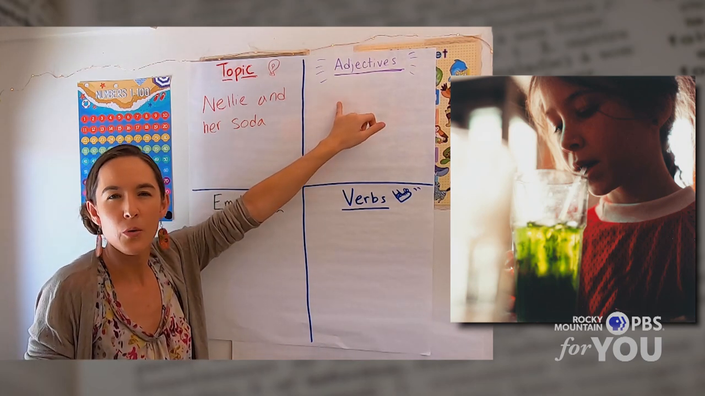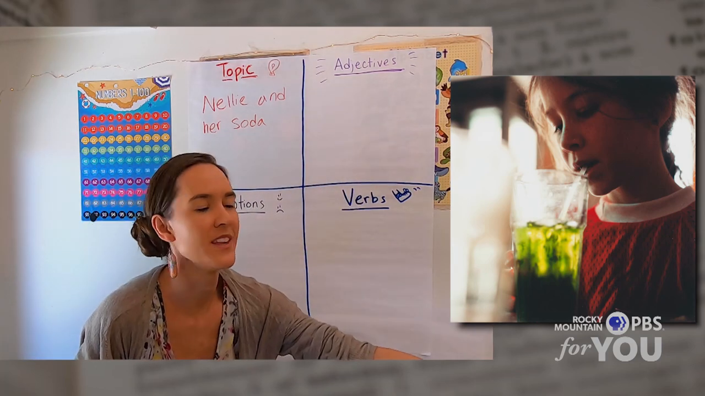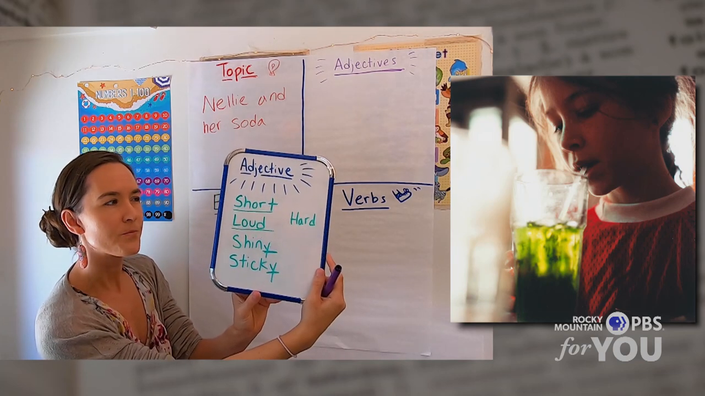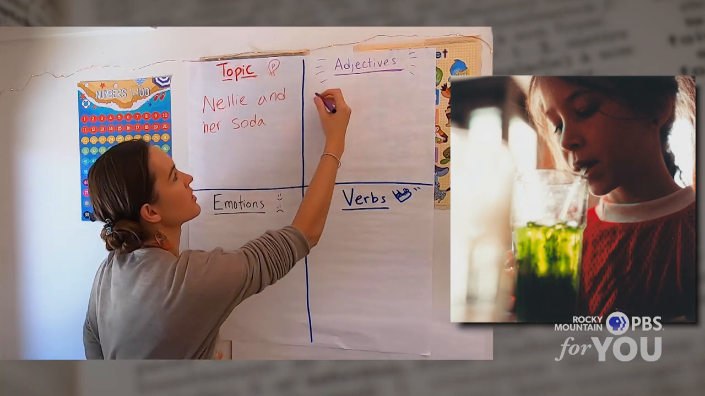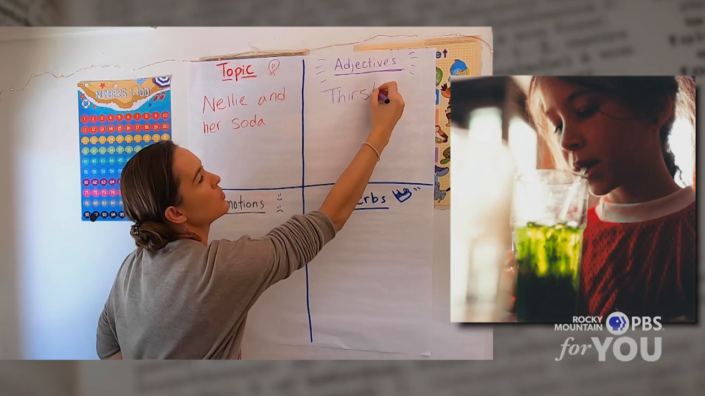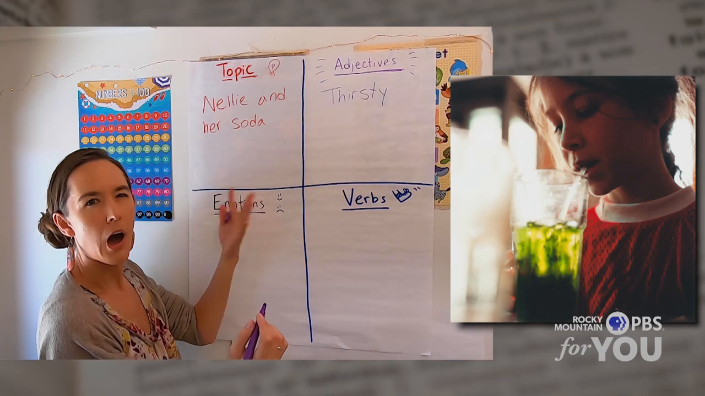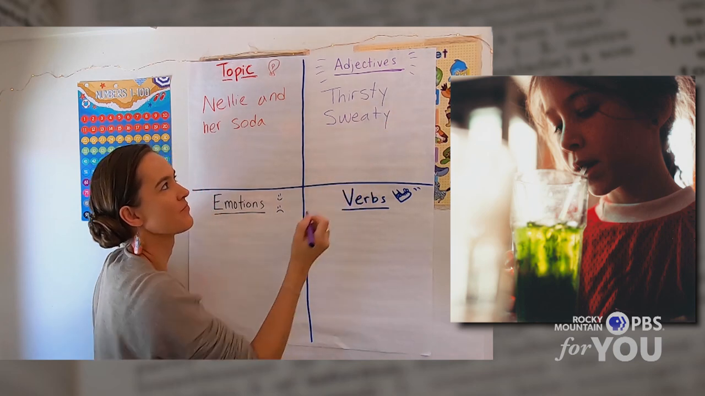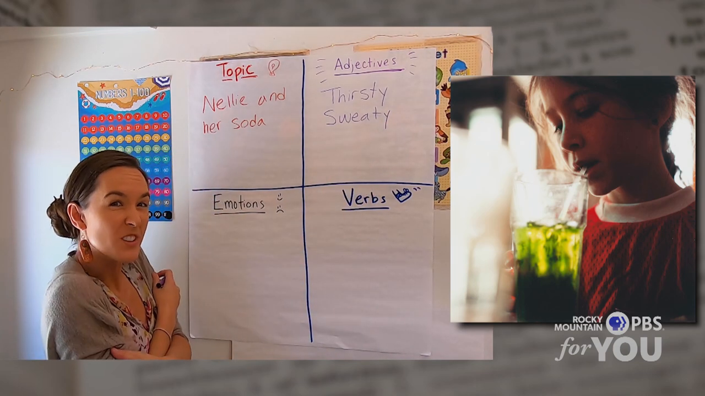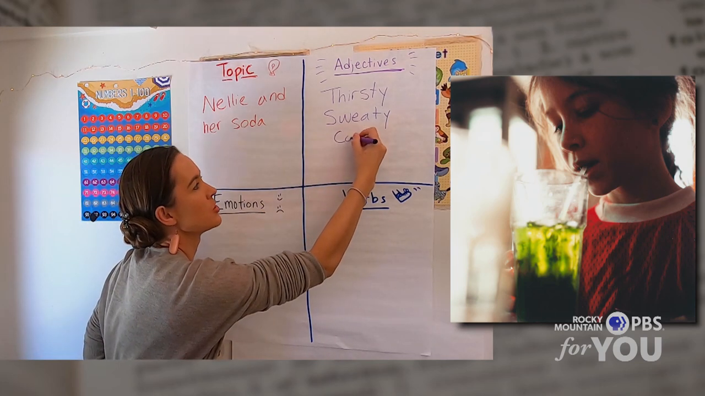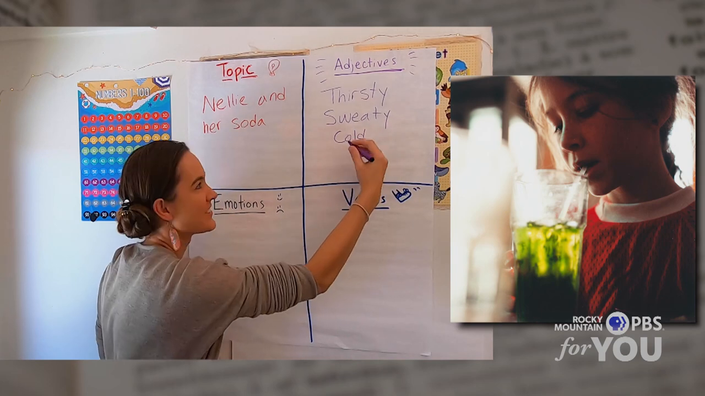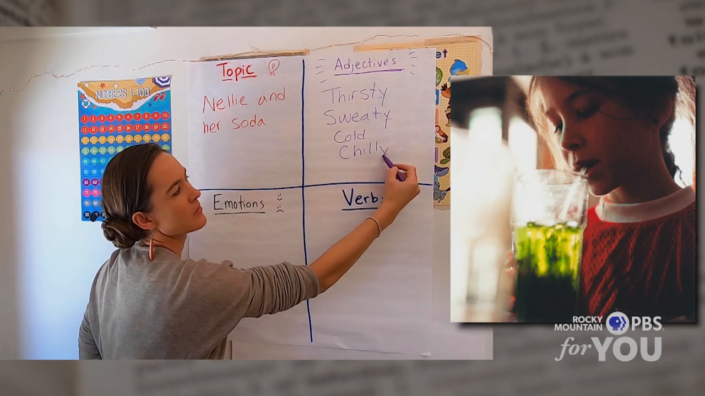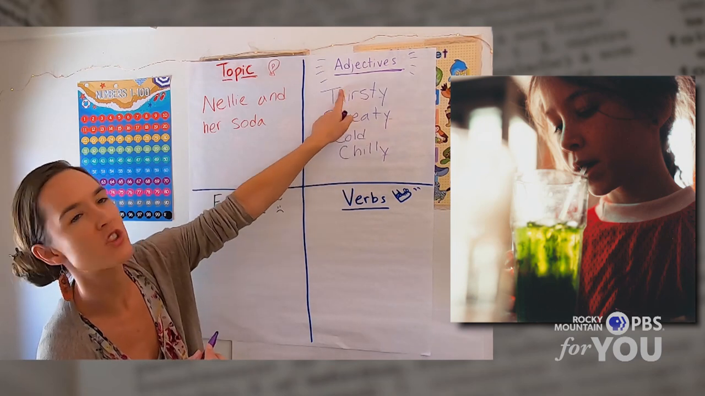Right, when we looked at this photo, what were some adjectives that came to mind? Remember, describing words. You could describe the soda, the little girl. Some describing words I thought of were thirsty. Ooh, she was thirsty. Maybe hot or sweaty, right, after soccer. Sweaty. Cold. The ice in the glass looked cold. Or another word for cold is chilly. Chilly. Okay, do you see how a lot of adjectives end in Y? Not all of them, but a lot of them end in chilly, sweaty, thirsty.